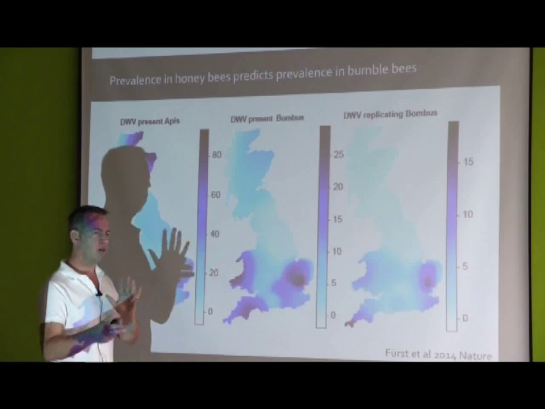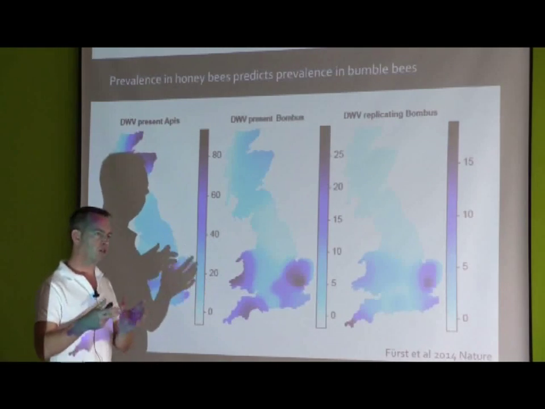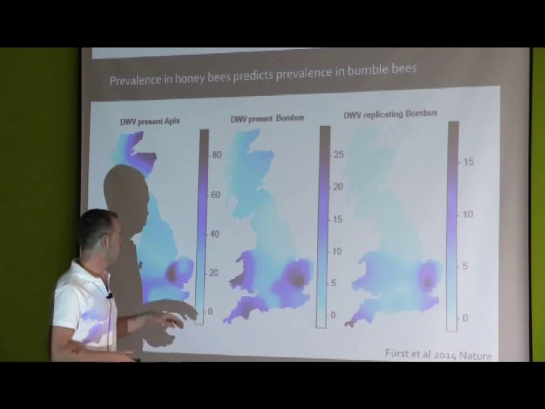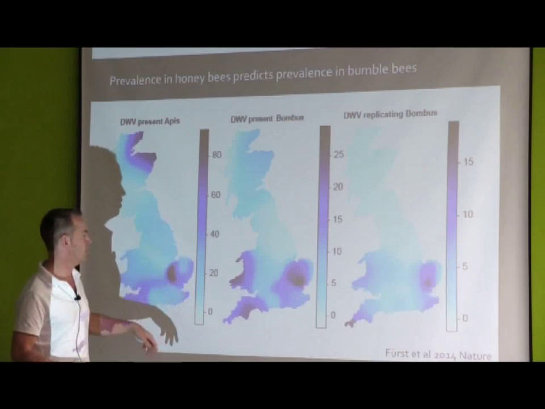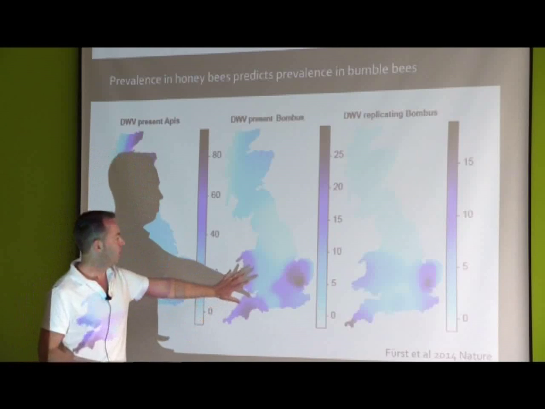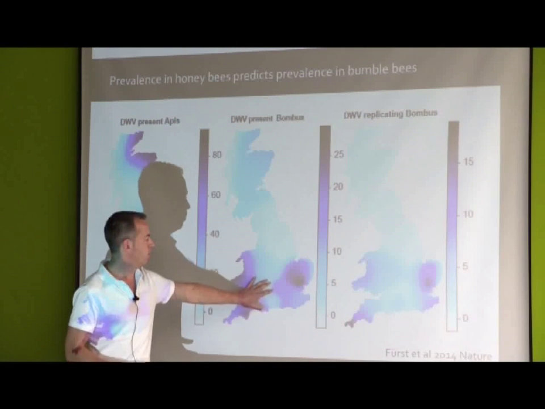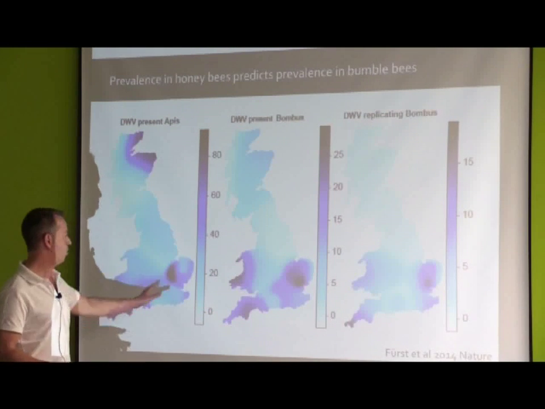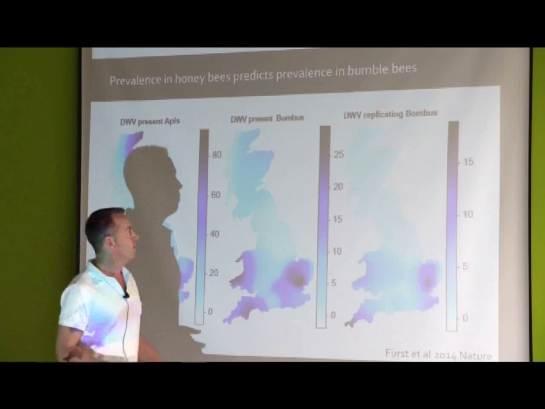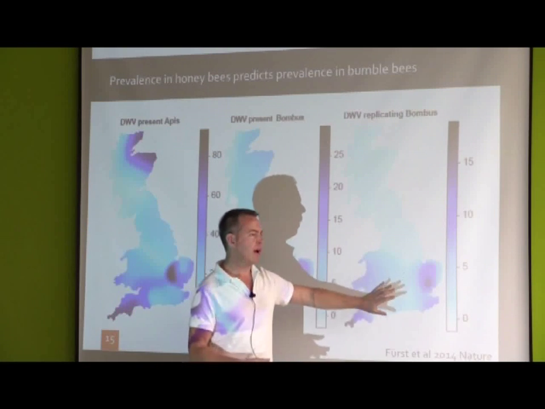It's probably due to local climatic conditions and also the structure of the landscape. There's a lot of mass cropping going on in these areas. This is its presence in bumblebees, and you can see that there's a correlational match here. This is the presence when it's actually replicating.